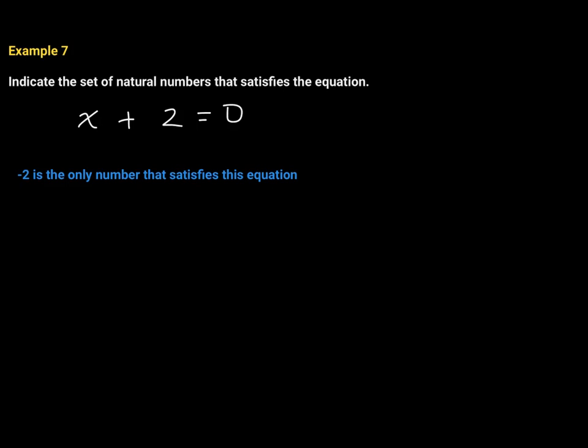So therefore, the solution set is the empty set. You can write it one of two ways. So it's the empty set or the null set. In other words, there's no solution for this equation over the natural numbers.